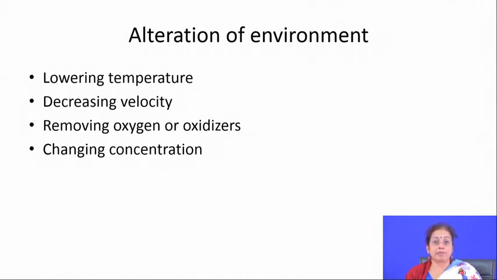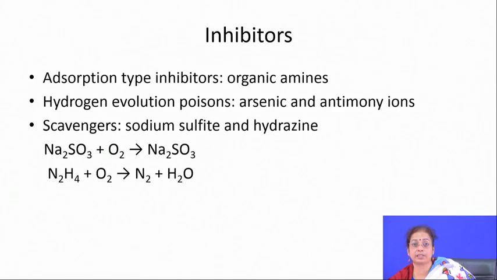You can also change the environment. Changing the environment can be done by getting rid of or reducing the external parameters which aggravate the corrosion rate, like velocity. If you decrease the velocity, your corrosion rate will be reduced. If you reduce the temperature, corrosion rate will be reduced, because even though corrosion happens in aqueous media, the kinetics is again a thermally activated process. So, as you go on increasing temperature, the rate of corrosion increases. You can also remove oxygen or oxidizer, and you can also change the concentration. So, by all these ways you can always alter the environment.